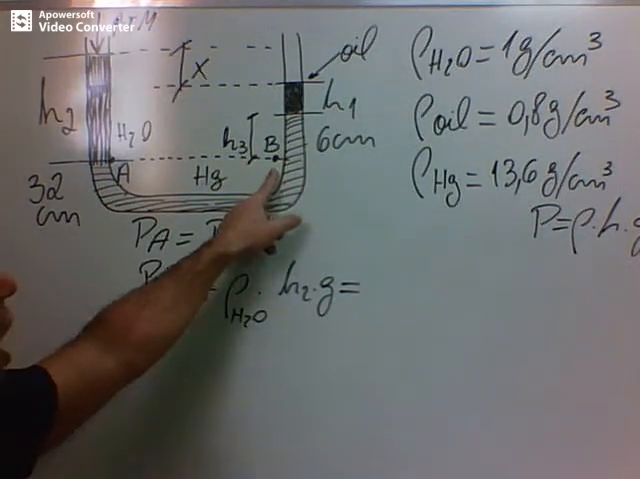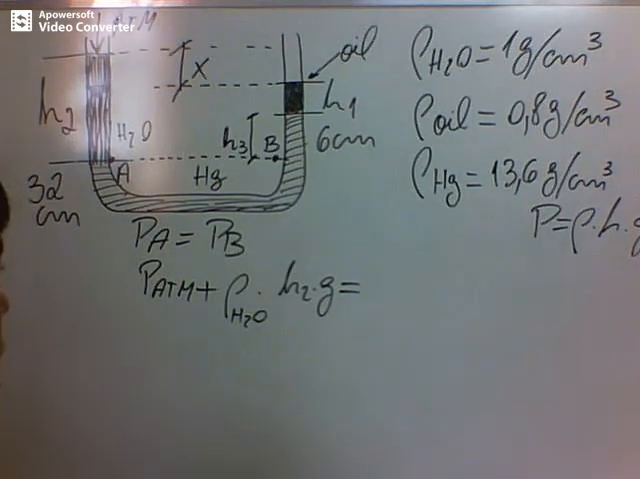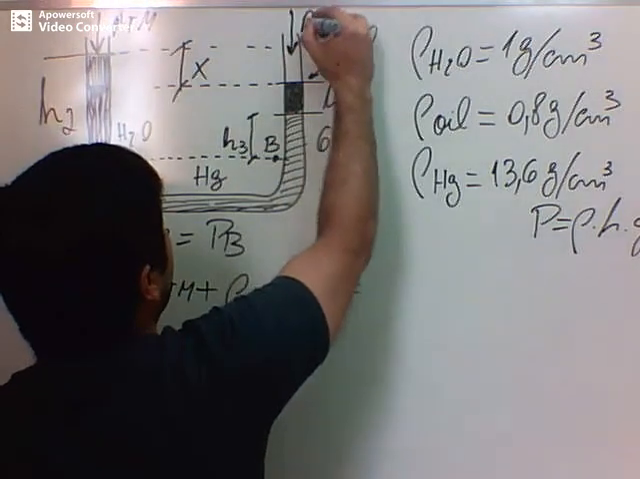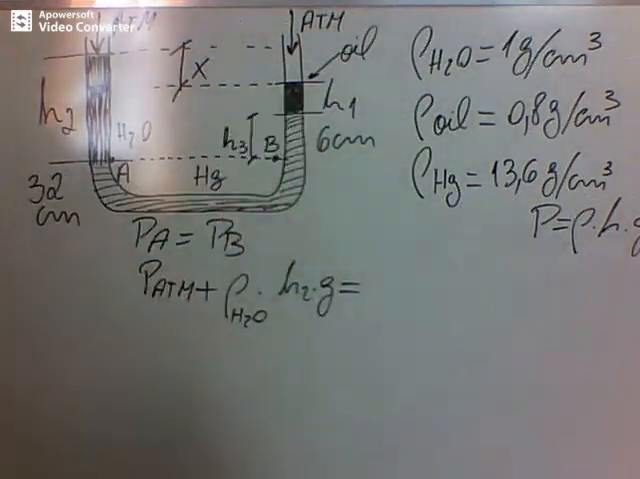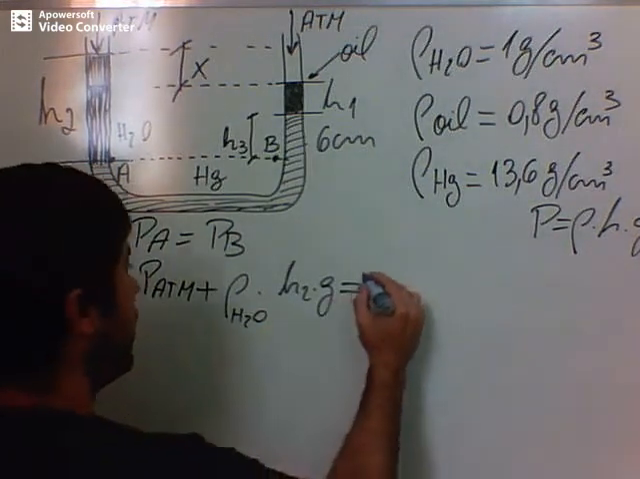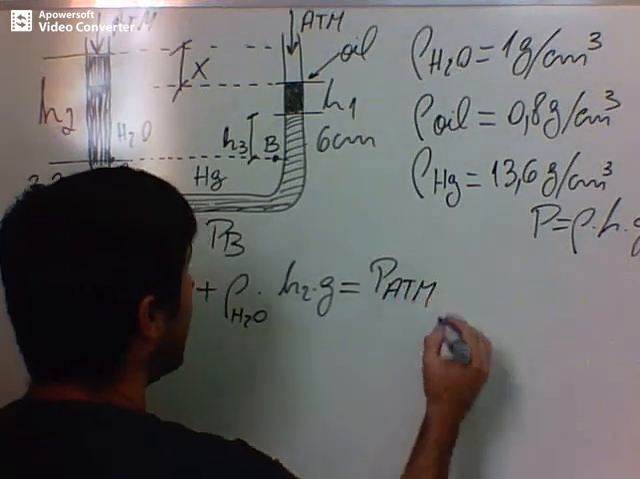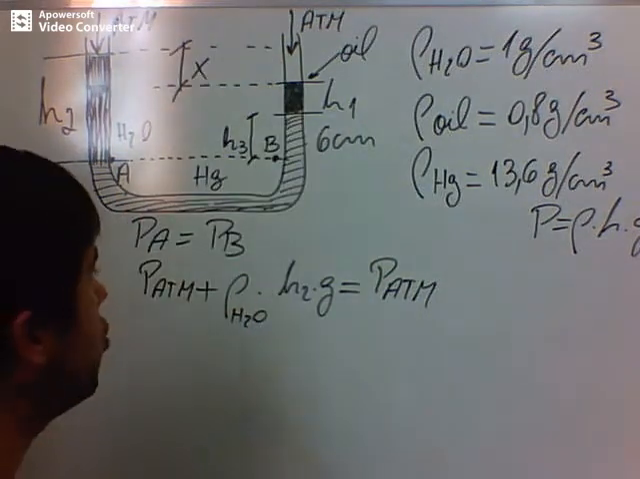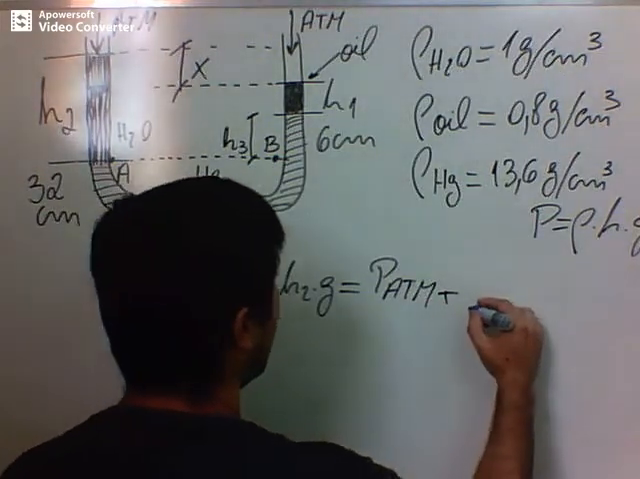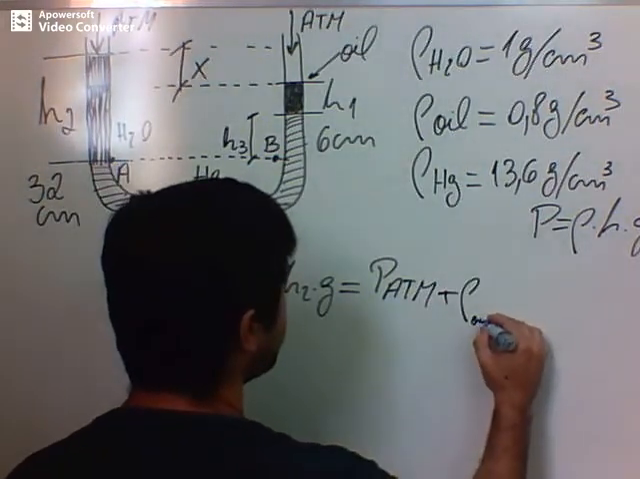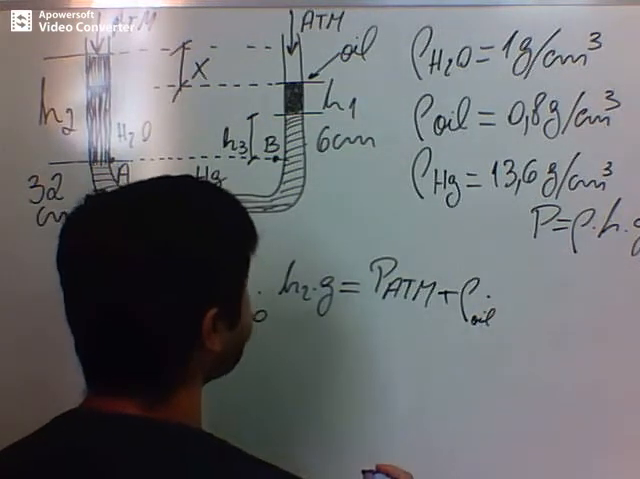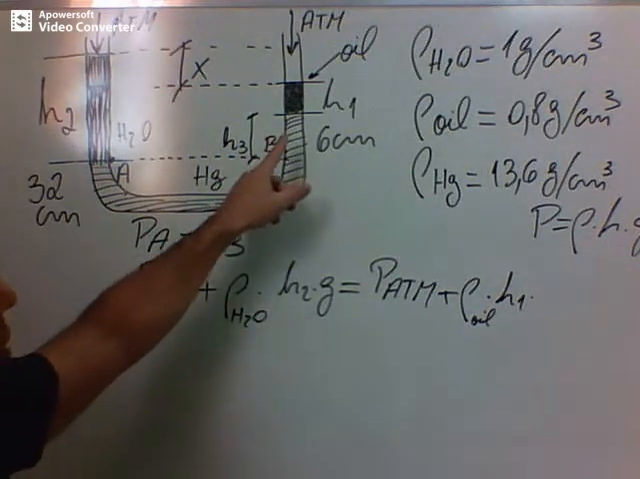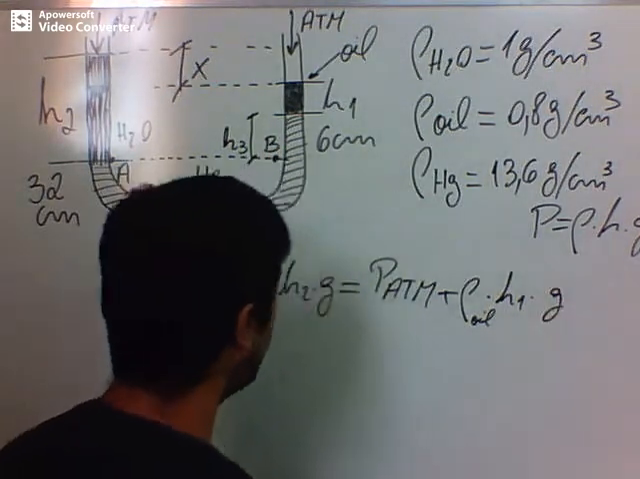Now we wish to calculate the pressure at point B. The pressure at point B is going to be the atmospheric pressure at this side here, plus the pressure of the weight of this column of oil, which is going to be Rho oil times the height H1 times the constant of gravity, okay?